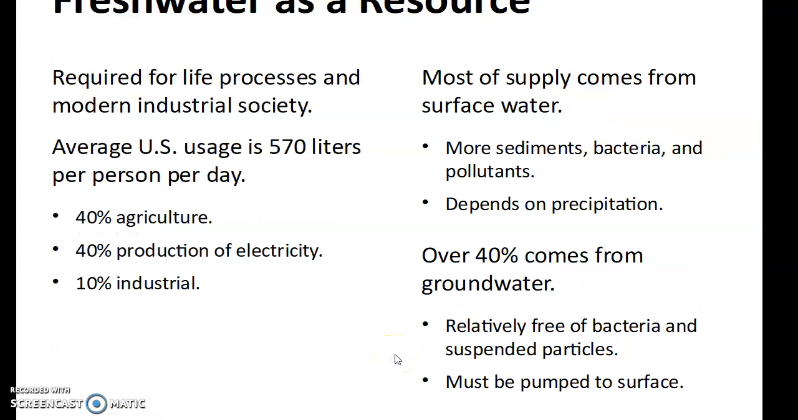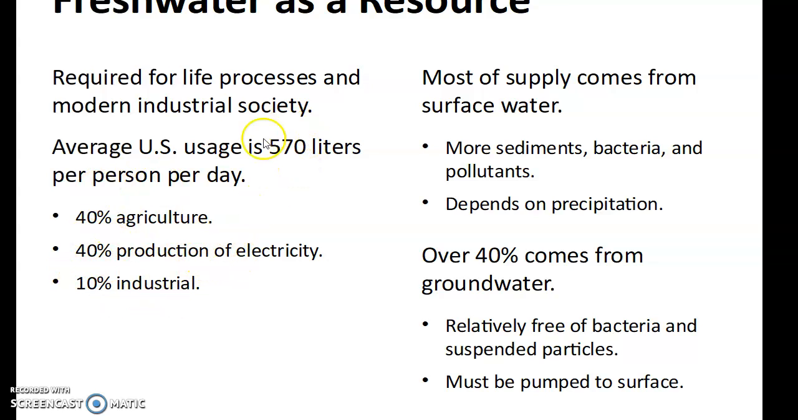Fresh water as a resource required for life processes and modern industrial society. Average U.S. usage is 570 liters per person per day. Now, nobody drinks that much, right? Only a little bit of that, about 2 or 3 liters, is consumed by a person, sometimes as much as 8. That's about it. Most of it is agricultural, production of electricity, or industrial, right?